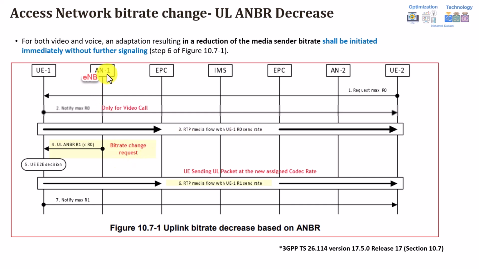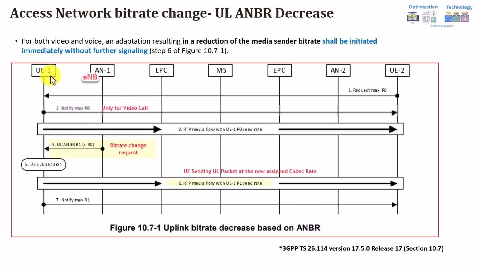Now the access network, which is the NLP, decides to change the bitrate for this particular user 1, because it found that he is in a bad radio condition. So it will send him this uplink ANBR, access network bitrate change. It would like to reduce from R0 to R1, because the user is in bad radio condition, so it will try to change the codec rate. This is required to decrease the codec rate to R1.